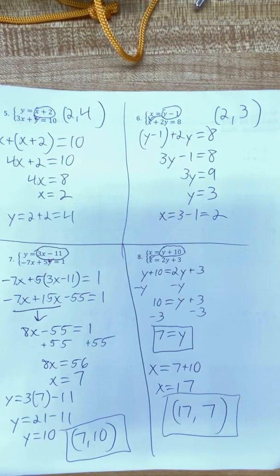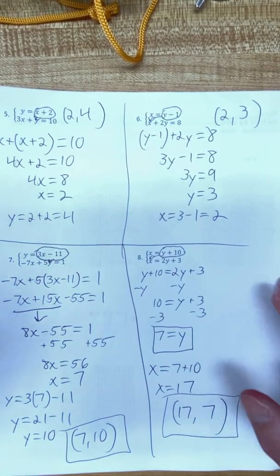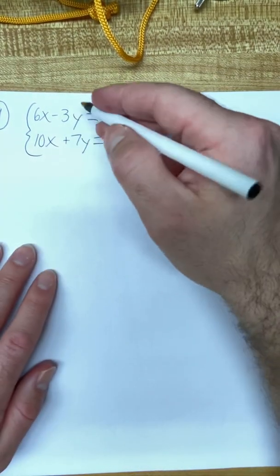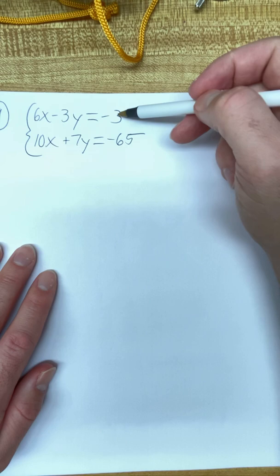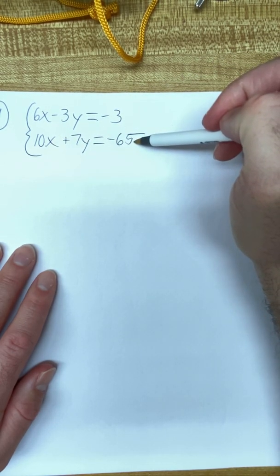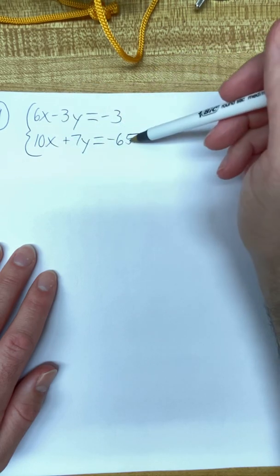All right, so 2 bonus problems here. Some stuff that you're definitely going to see on the quiz. So I got 6x minus 3y equals negative 3, and 10x plus 7y equals 65. So you got to decide, what's your easiest variable to solve for?